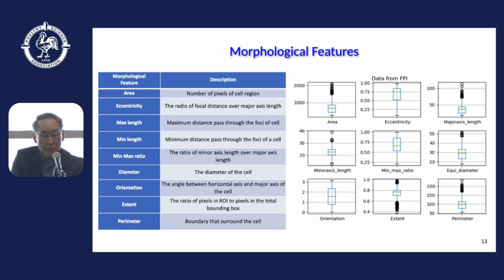And morphological features are another one. Especially if you look at some bacteria, gram-positive versus gram-negative, the size is different, the shape is different. So we picked 9 very specific morphological features, including area, eccentricity, maximum length, minimum length, ratio, and also perimeter, and so on.